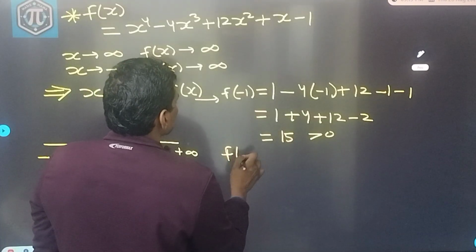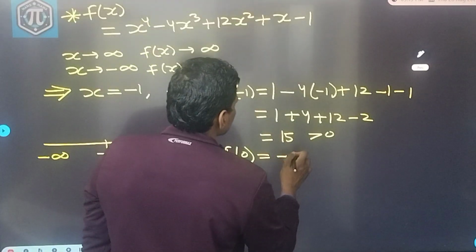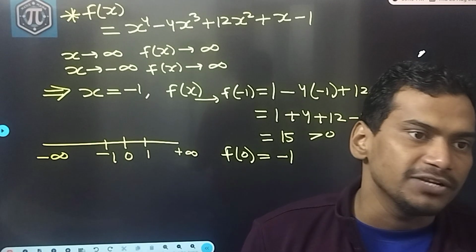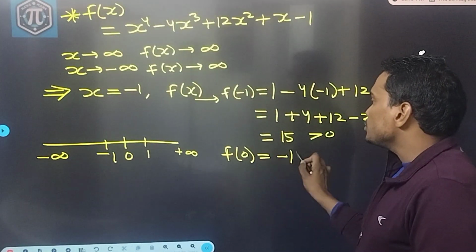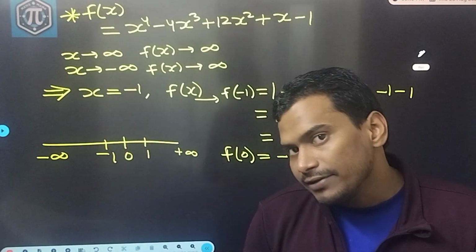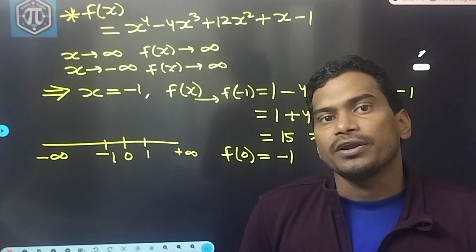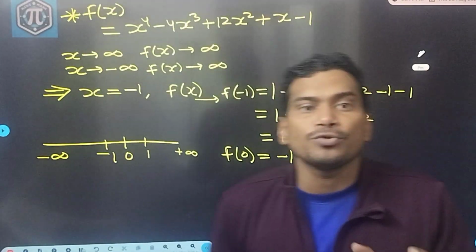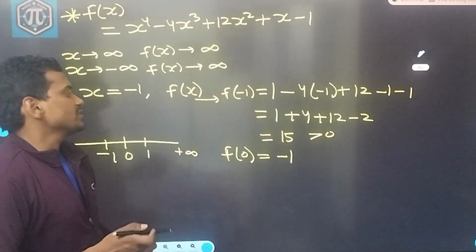And what is f of 0? If you calculate f of 0, we are getting minus 1. Now you can see function is a polynomial. Polynomial is always a continuous function. So if f of minus 1 is positive, f of 0 is negative. If f of a, f of b both have opposite signs, then a continuous function must have at least one real root between a and b. So function will have one real root between minus 1 and 0.